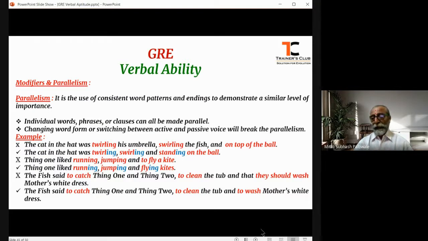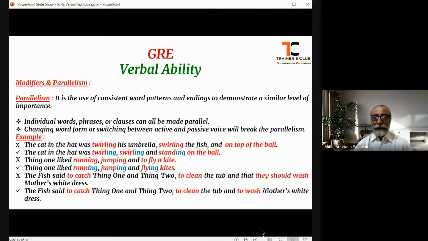Then the next part that is important is using of modifiers and the parallelisms. Now let us understand what is a parallelism or what is a modifier.